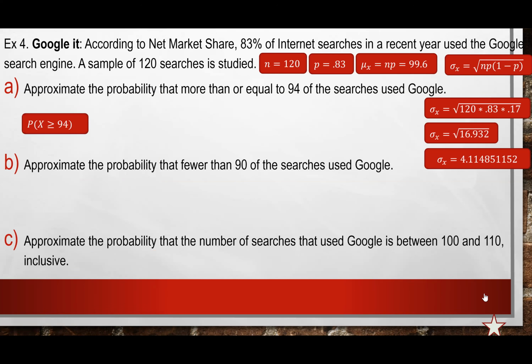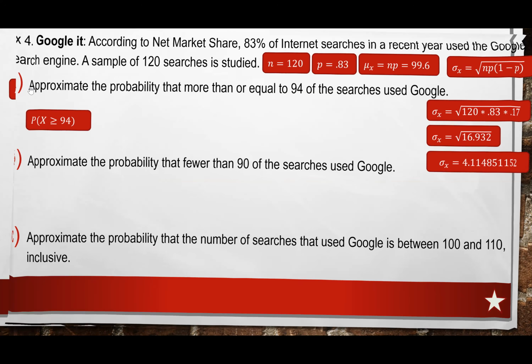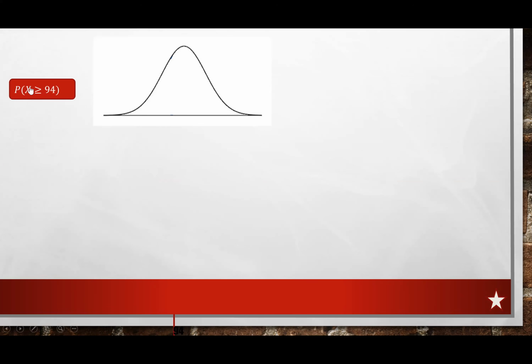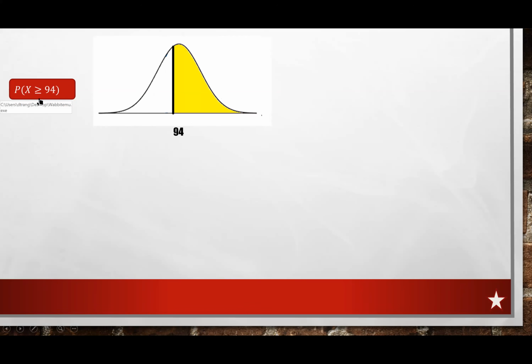And what you need to ask yourself is, do we include our endpoint? Hopefully you say yes, we include the endpoint. We're looking for the area to the right of 94, bigger than or equal to 94. But do we include the 94? And hopefully you say, yes, we include the 94.